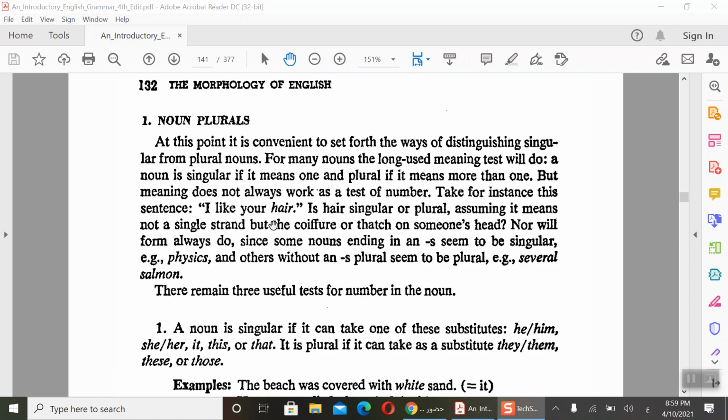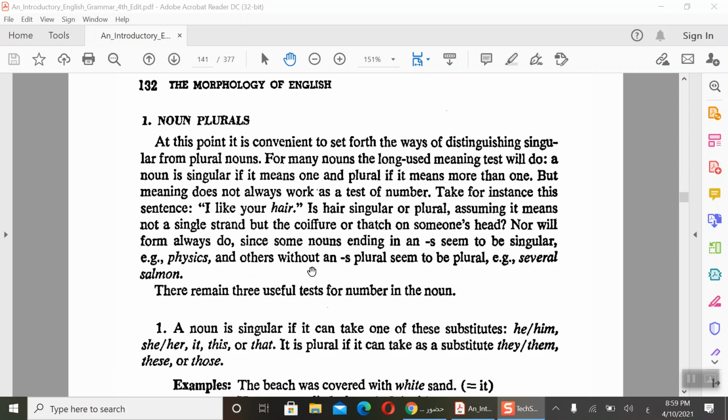For example, I like your hair. Is hair singular or plural? Assuming it means not a single strand, but the coiffure on someone's head. You see here? So is hair here singular or plural? Nor will form always do. The form sometimes is not a test. Sometimes you can see a word from its form as a singular, but it is not singular, it is plural, or vice versa.